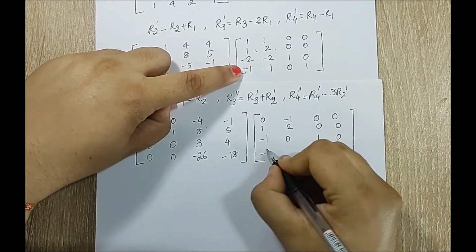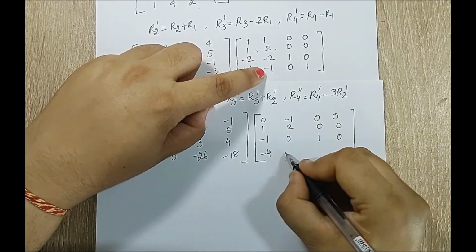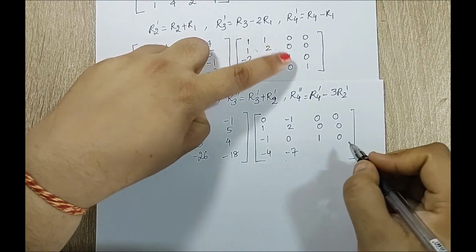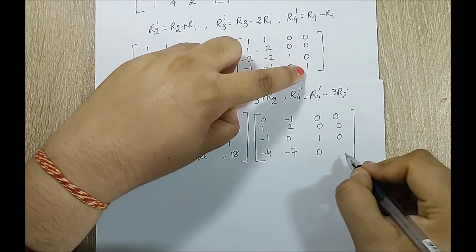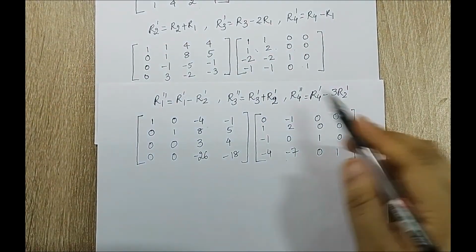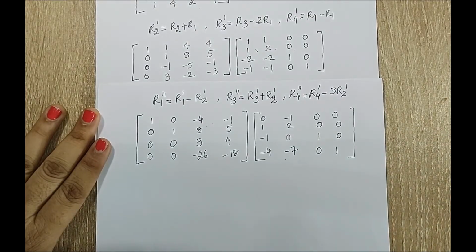Minus 3, minus 1, minus 4, minus 6, minus 1, minus 7. This is 0, so this will remain the same. This is 0, so this will remain the same. So this is how easily you can convert it.